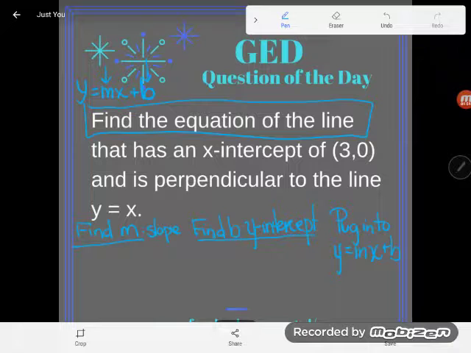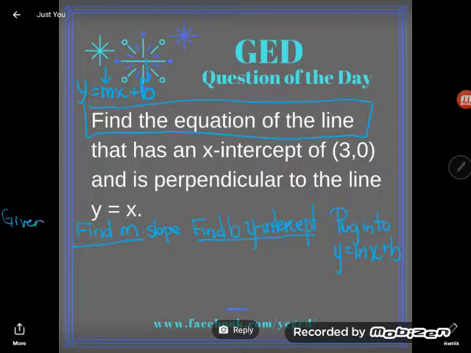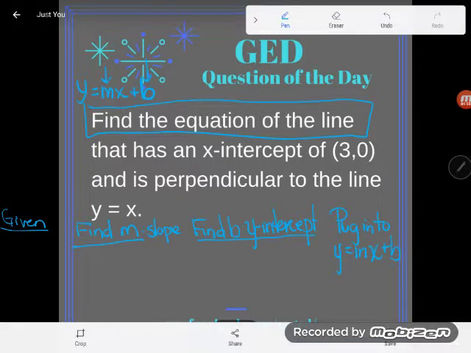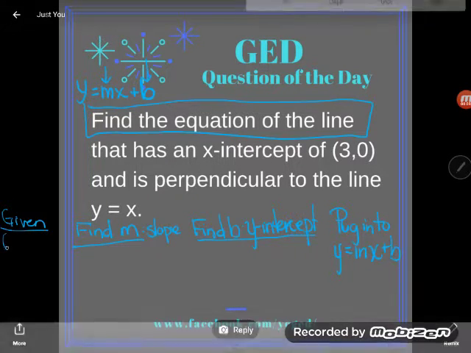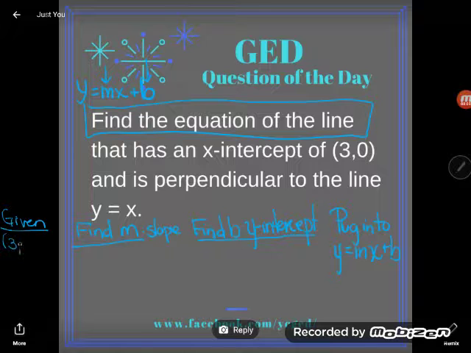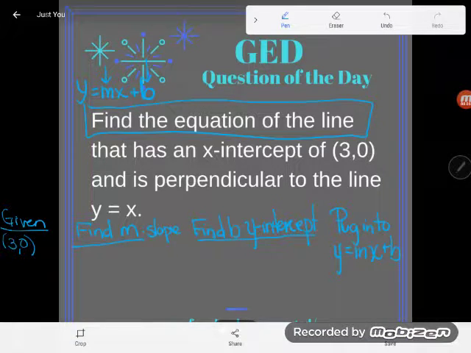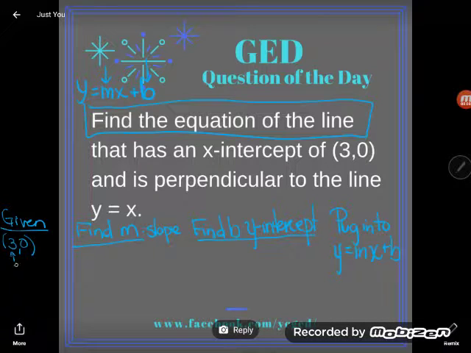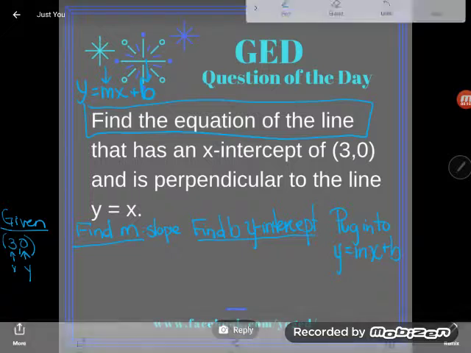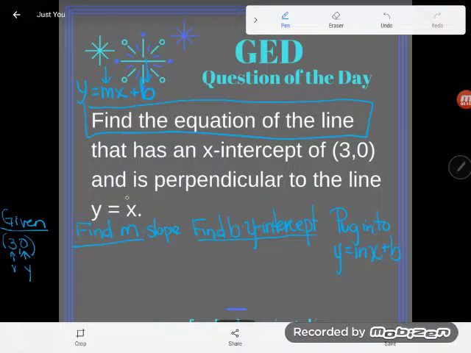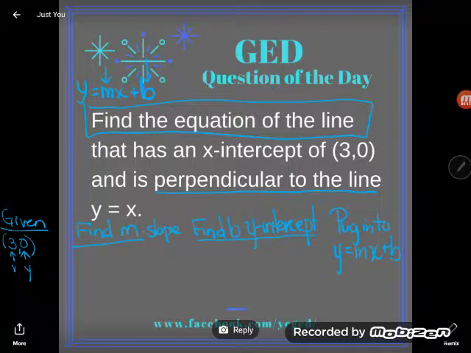So, I see that I've been given a couple of pieces of information. One of the things that I've been given is that my line has an x-intercept of (3, 0). Now be really careful. X-intercepts and y-intercepts are different. So all I really know about this is that it's a point where I have an x value and a y value. Okay. And then the other thing I see is that my line is perpendicular to this line.